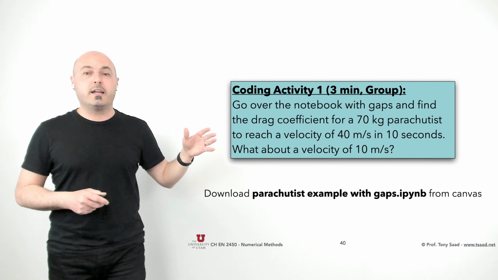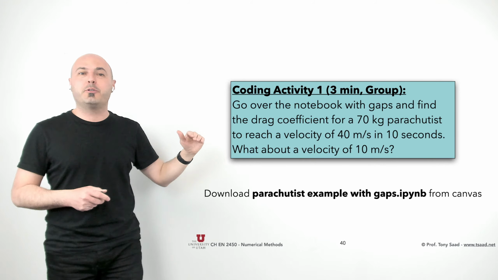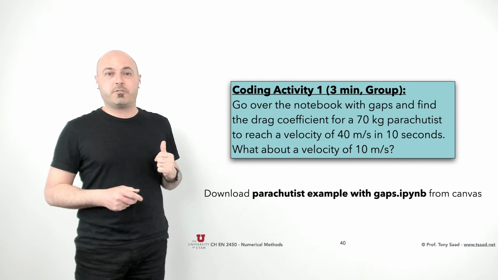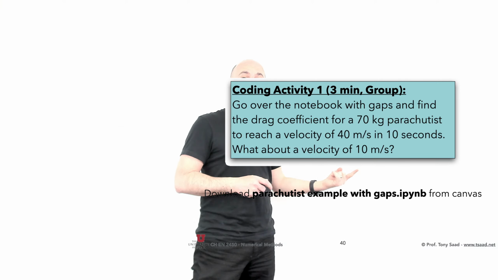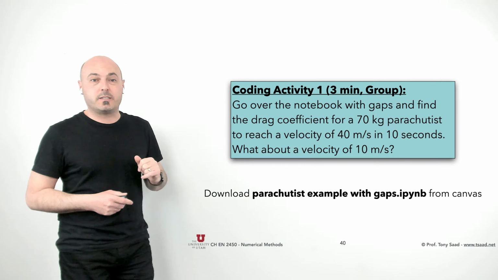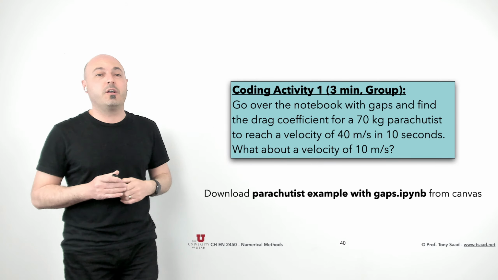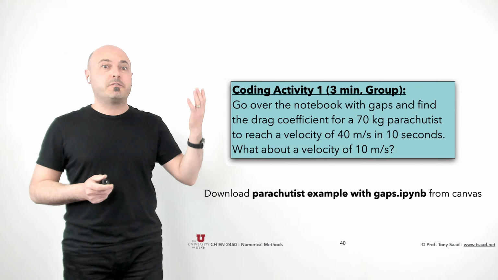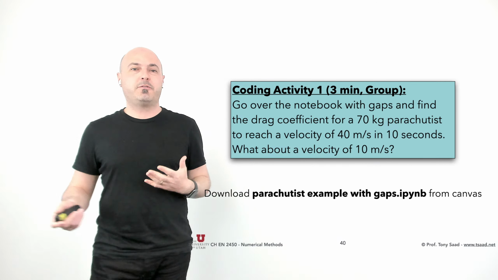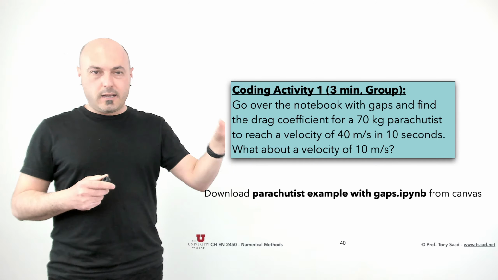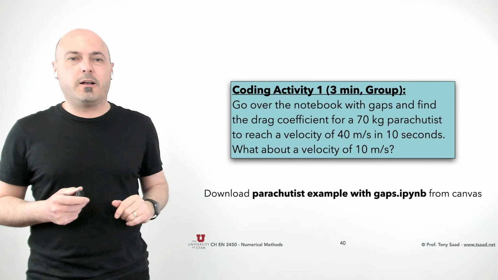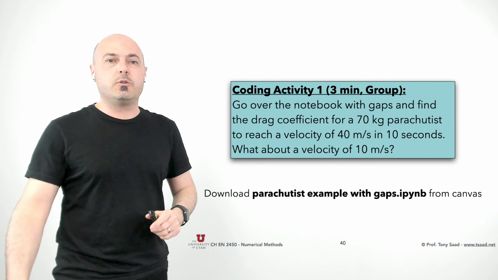So go over the notebook and call the bisection method to find that answer for the drag coefficient, and then do it again for a velocity of 10 meters per second. Okay, so what if you want the parachutist to reach a speed of 10 meters per second after 10 seconds of falling? And we'll talk about the physics of that, but go ahead and download this and get started. I will see you on the other side.